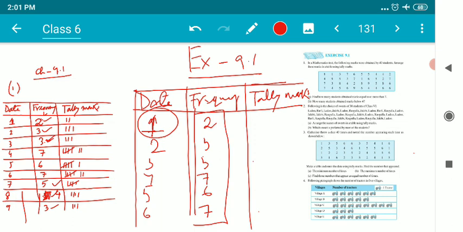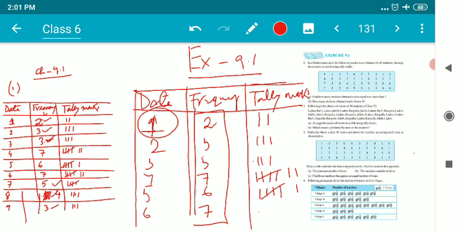For frequency 2, we draw 2 single lines like this. Suppose the frequency is 3: 1, 2, 3. The next one is frequency 7. As we know, we need to make bundles of 5. So 1, 2, 3, 4, 5, 6, 7. The next number is 6: 1, 2, 3, 4, 5 and 6.